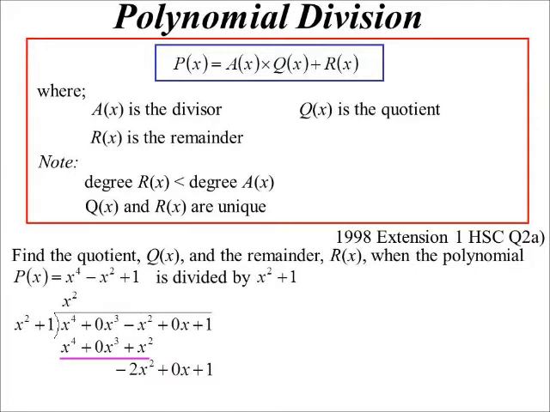So minus 2x squared divided by x squared is minus 2. That gives me minus 2x squared minus 2. Do a subtraction, I'm left just with the constant number 3. That's going to be my remainder because I can't divide a quadratic into a constant term. So the quotient for this one is x squared minus 2 and the remainder is 3.